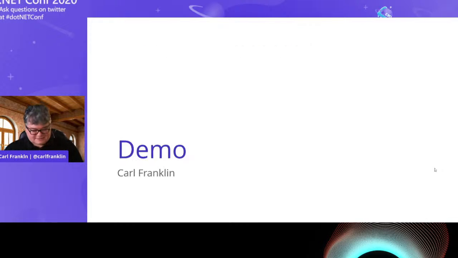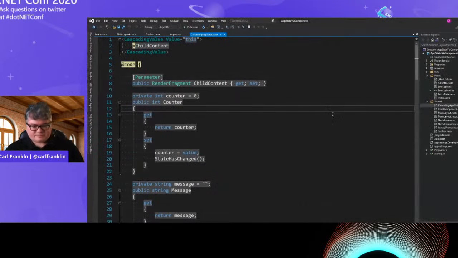All right, so let's look and see what that looks like here. Let me pull up my demo. Everybody see this okay? I hope you can. So this is just a Blazor server application. It'll work just as well in a Blazor client application. And this is called app state via component. And all of this will be available to you later. So what I've done in my shared folder is I've added a cascading app state.razor component.